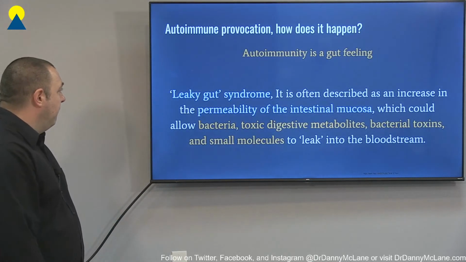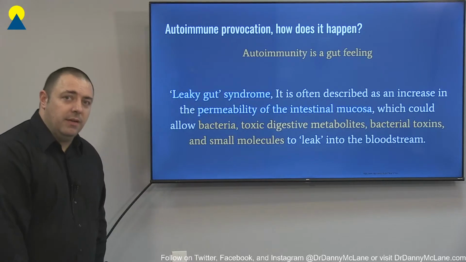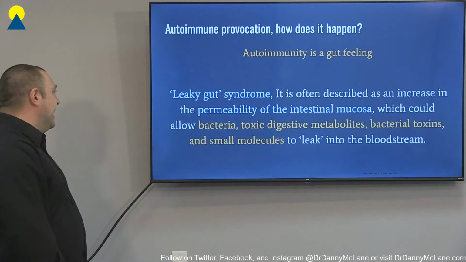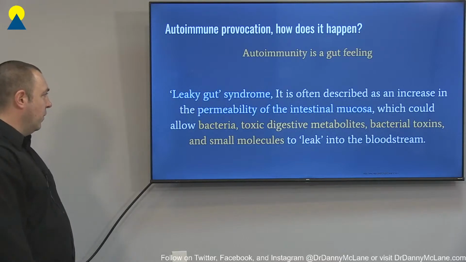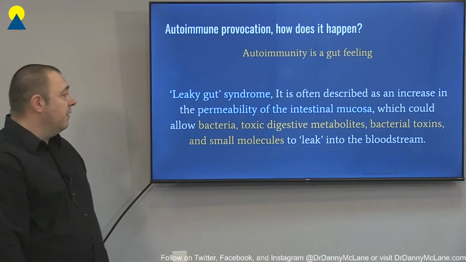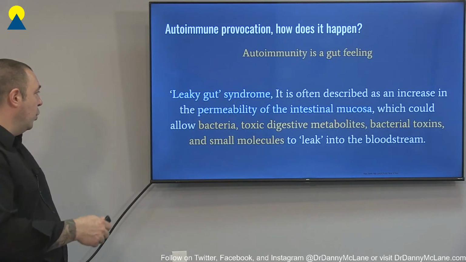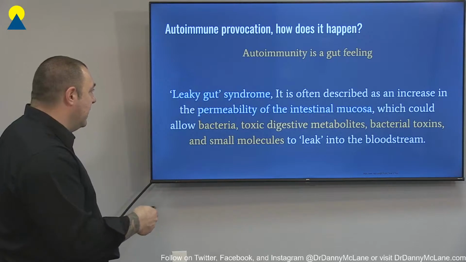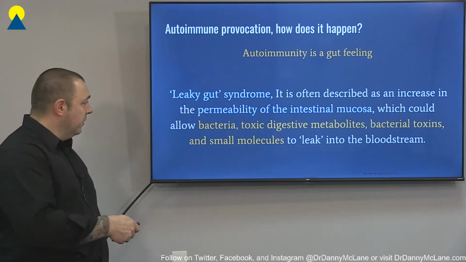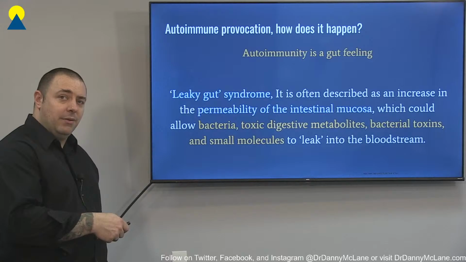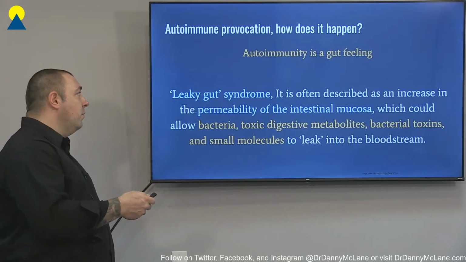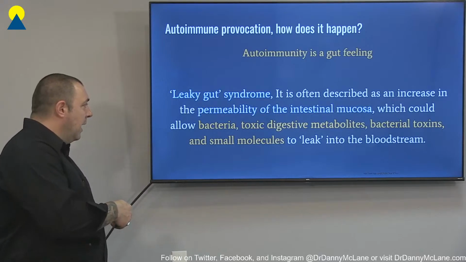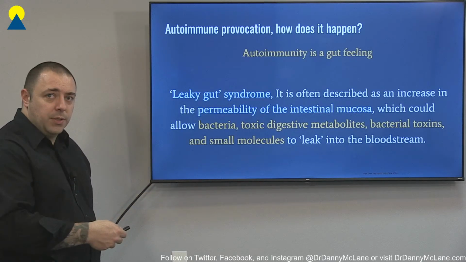So this is basically where we left off. Now you're caught up. Leaky gut syndrome is often described as an increase in permeability of the intestinal mucosa. We're talking about autoimmunity as a gut feeling, which could allow bacteria, toxic digestive metabolites, bacterial toxins, like a lipopolysaccharide that is known to induce autoimmune troubles? Yes. And small molecules. It allows all that stuff to leak into the bloodstream.